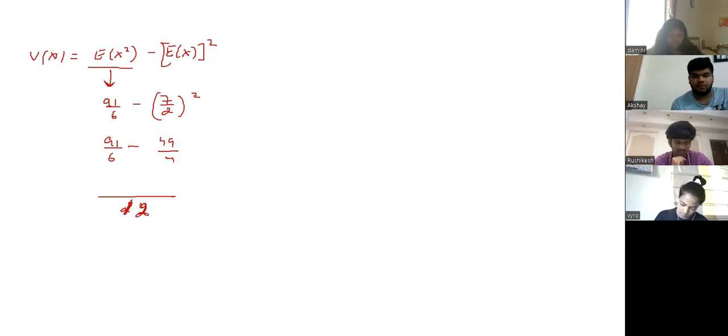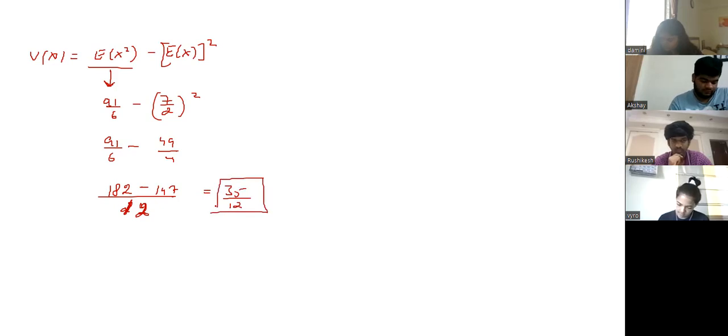So in this case, 2 into 91 is 182, and 3 into 49 is 147, correct. Now 182 minus 147 is 35 by 12. 35 by 12 is the correct answer, and that is nothing but variance.